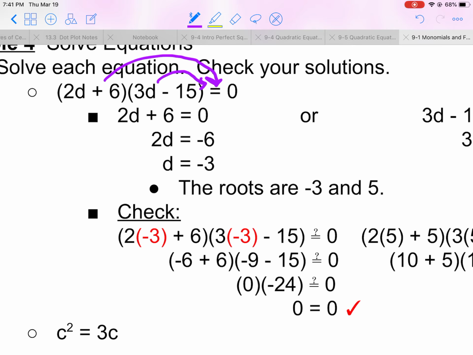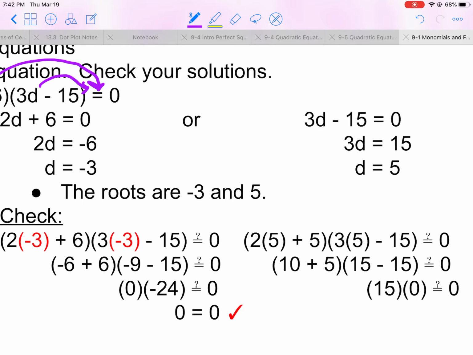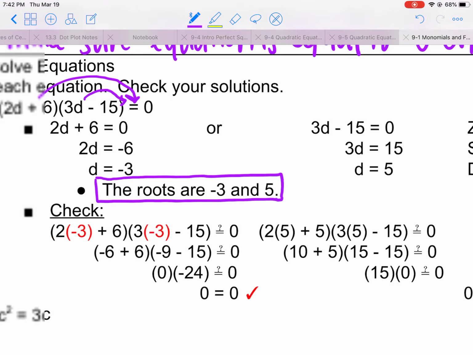So, I got 2d plus 6 equals 0. Notice, it's just a two-step equation. I subtract 6 and then divide by 2. For my other solution, I've got 3d minus 15. I add 15 and divide by 3. And I get something called roots. Roots are solutions to these kinds of problems. There are 2 of them. You can have 2 of them, you can have 1, and you can also have 0.